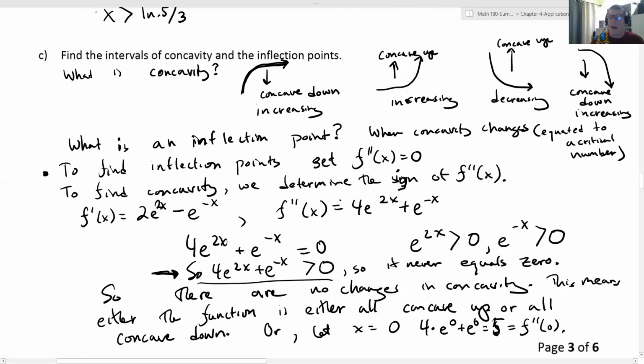We also had, if you look at the second derivative test, for those of you who haven't watched the videos yet, bear with me. The second derivative test says if I have a minimum, that means the graph has to be concave up. The graph has to be concave up for a minimum, and for a maximum, it's going to be concave down. So because natural log of 0.5 over 3 is a minimum, at that point we have concave up. But since there are no changes in concavity, that means that everywhere the function is concave up. Cool?